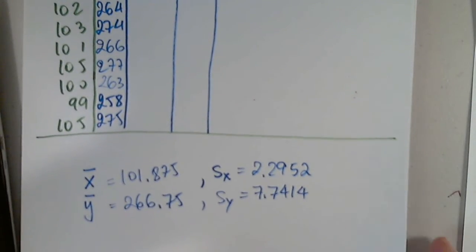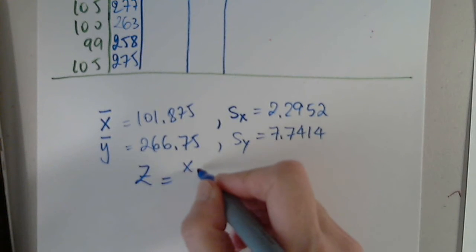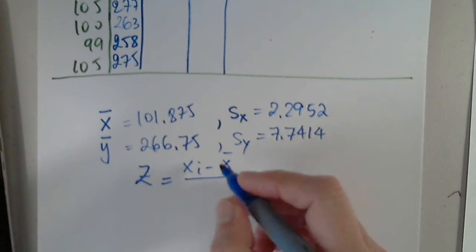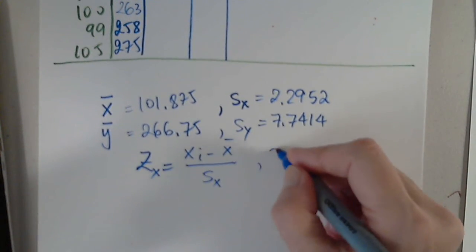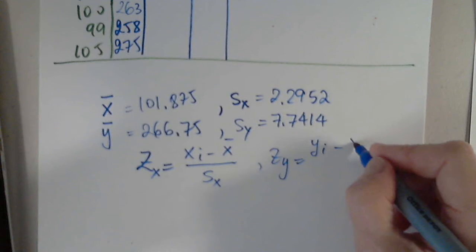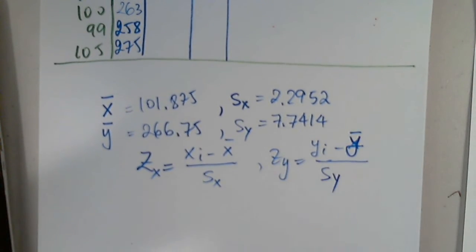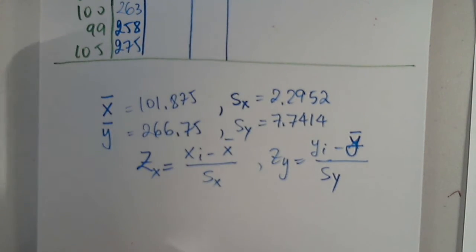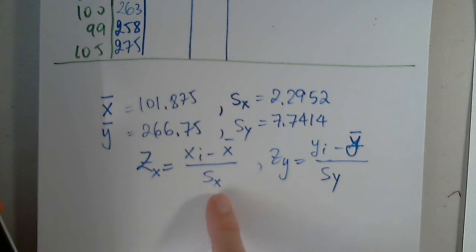So let me refresh your memory on how we calculate z. So this is xi minus x bar over sx. So this is z for x. And of course, z for y will be yi minus y bar, divided by sy. So let's do that. So 100 minus x bar over sx.